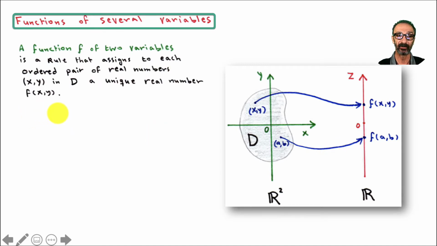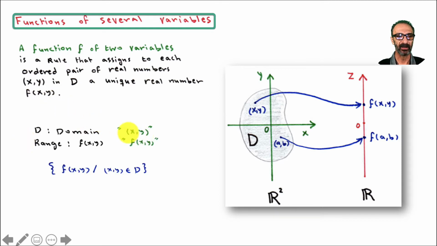A function f of two variables is a rule that assigns to each ordered pair of real numbers x and y in the domain D a unique real number f(x, y). So the domain consists of the points (x, y). The range will consist of the outputs f(x, y), which is over here. That's going to be the range.